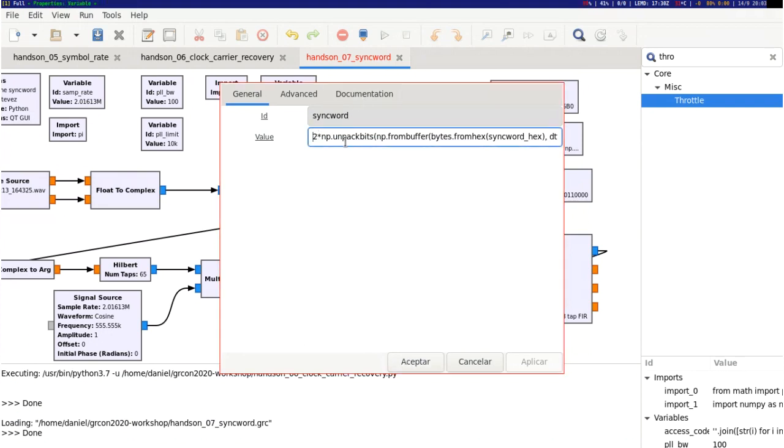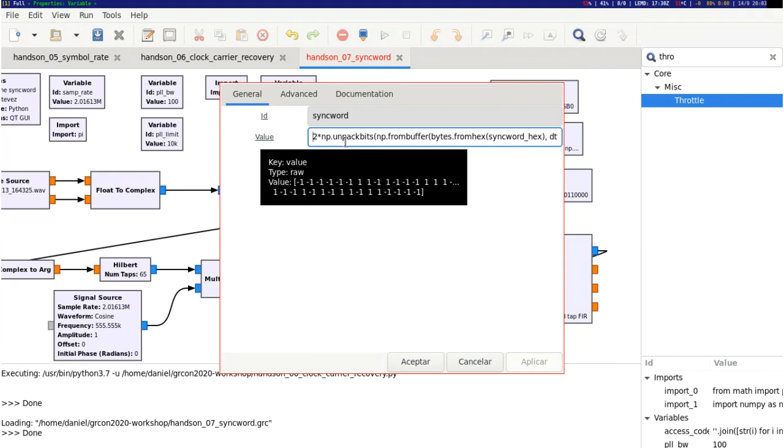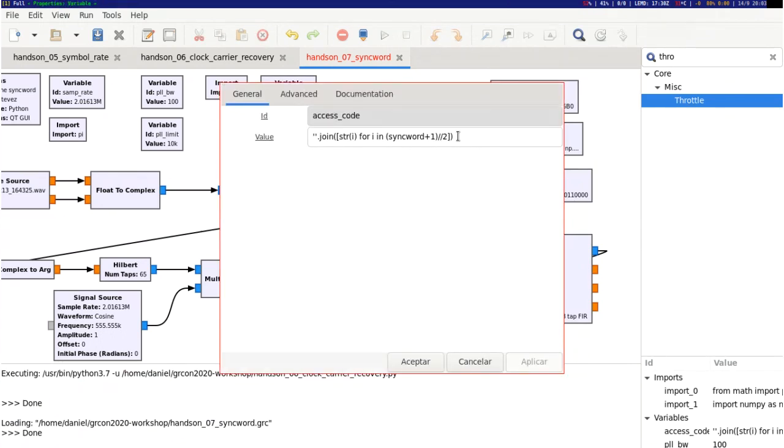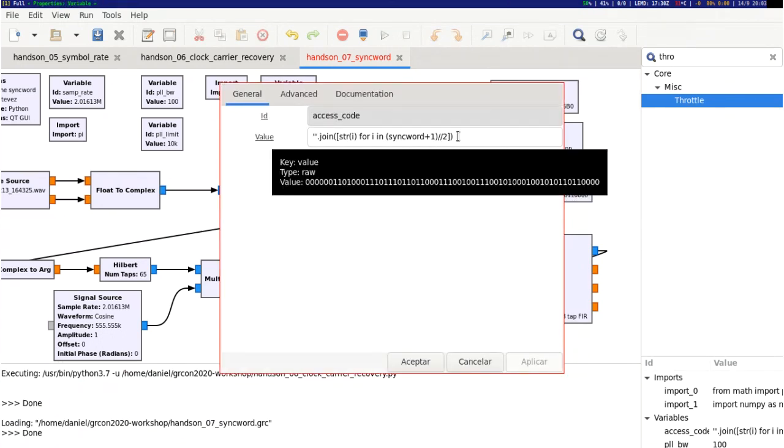So this is just the thing where we're looking for -1s and +1s. And then we'll also need the same thing, but as a string of 0s and 1s, because there is a block from GNU Radio which expects this kind of format for the sync word.